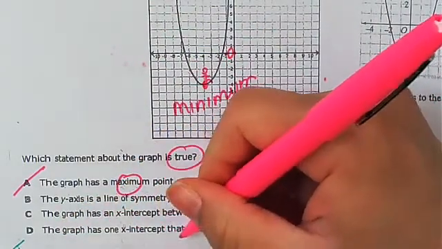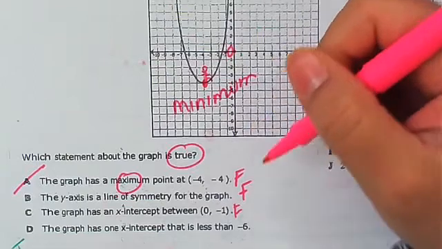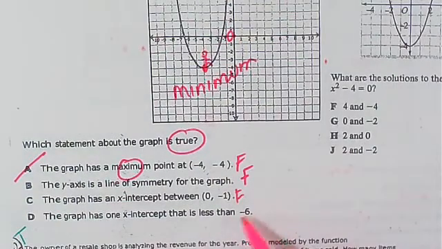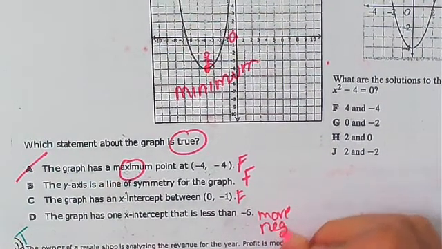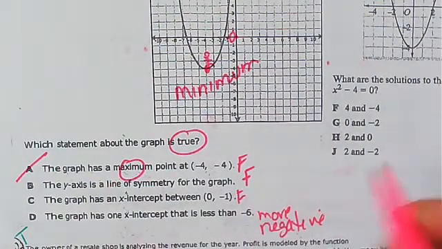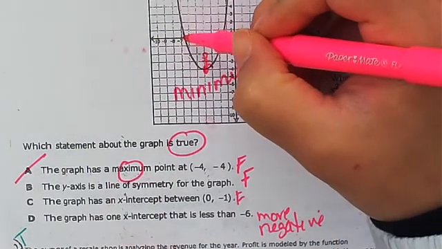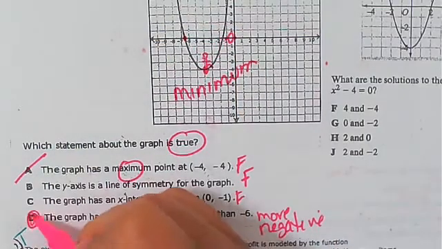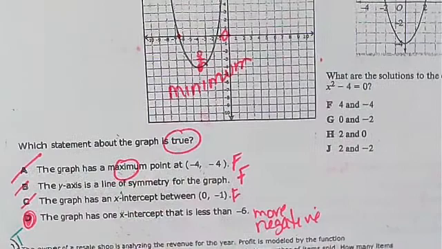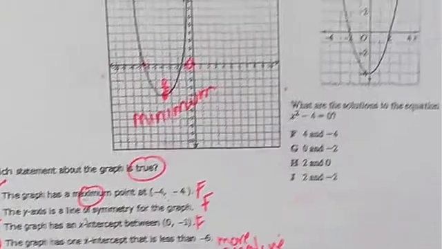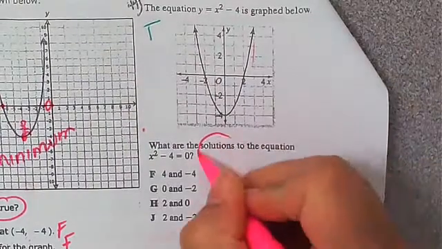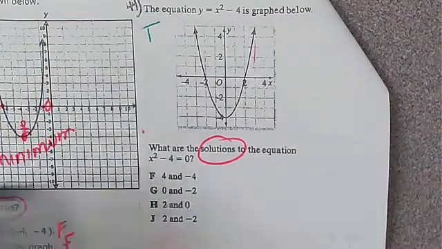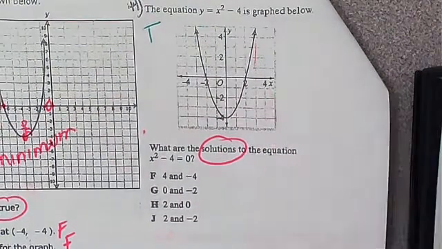The graph has an x-intercept between 0 and -1. So here's 0 and here's -1. Does my graph go through here? No. The graph has an x-intercept that is less than -6. If you're less than -6, that means worse. That means more negative. Is there an x-intercept that is more on the negatives past the 6? Yeah, it's like -6.5. So that's true. Read carefully. They're easy questions, but you can get confused if you're not reading carefully.